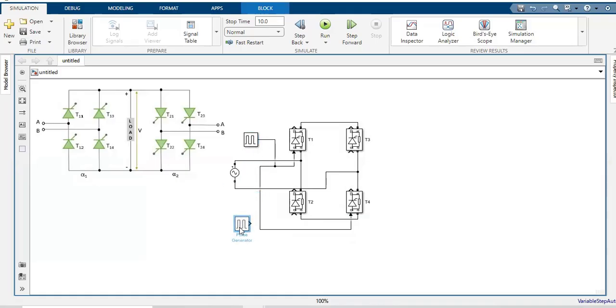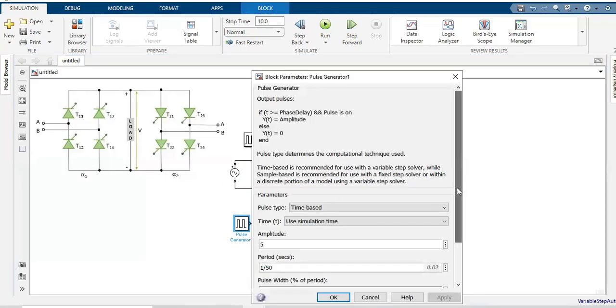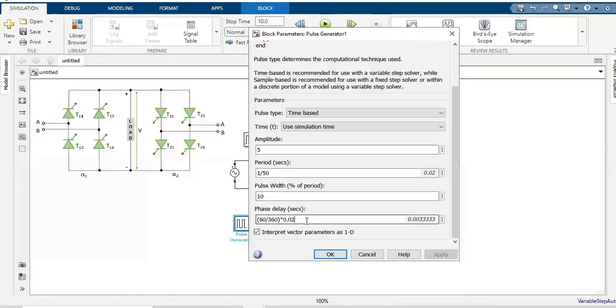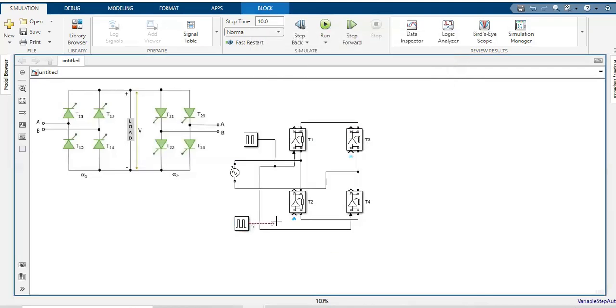And for the other set of thyristors, we will have the phase delay as 180 degrees plus 60 degrees. So we'll be adding the time corresponding to the 180 degrees, which is 0.01, to the existing angle. So this pulse will be given to the other set of two devices, T3 and T2.